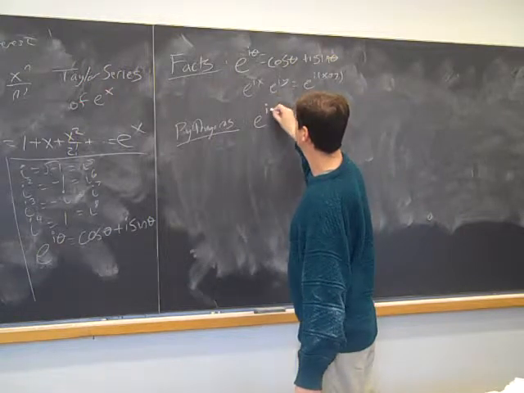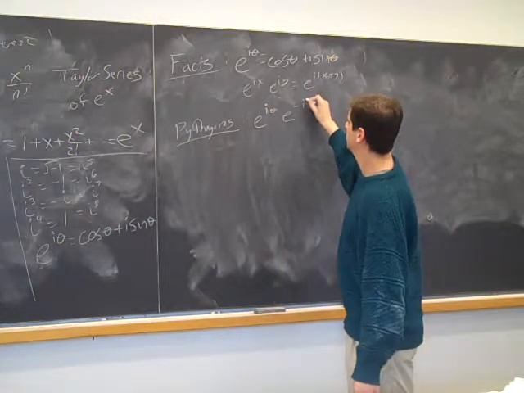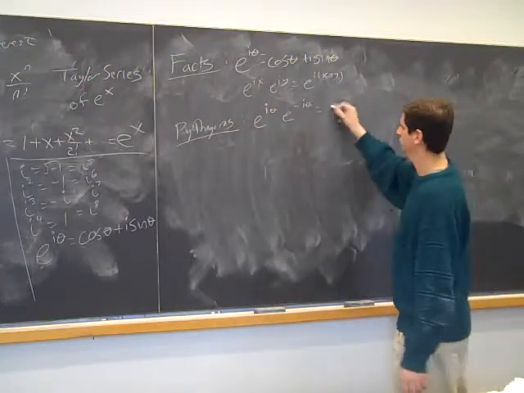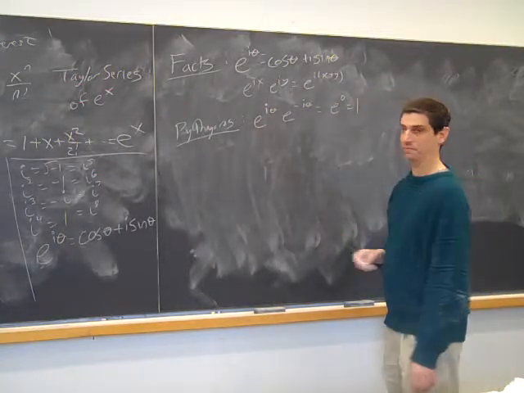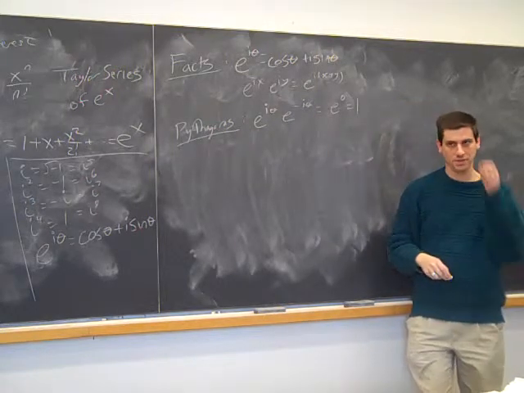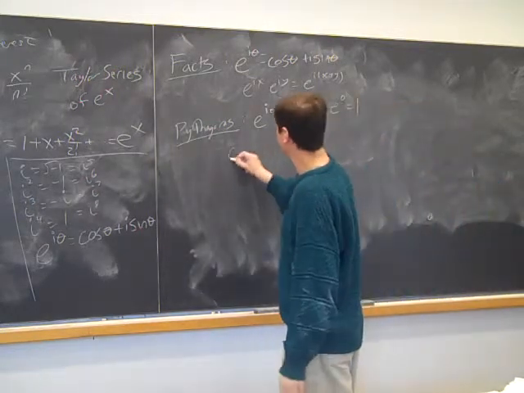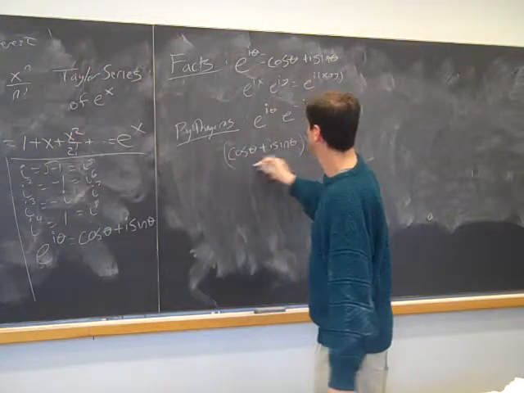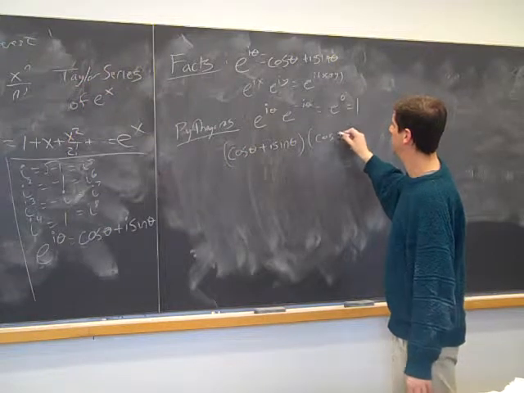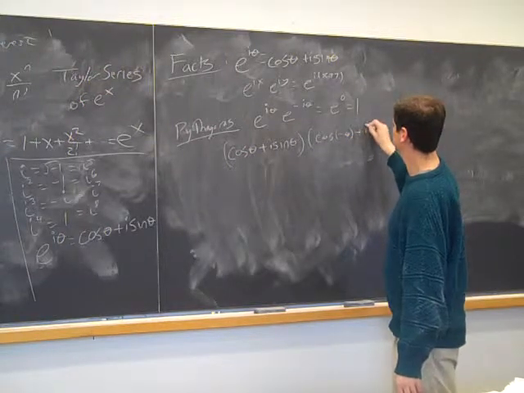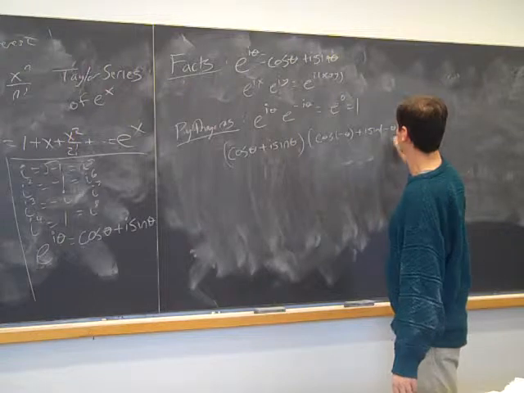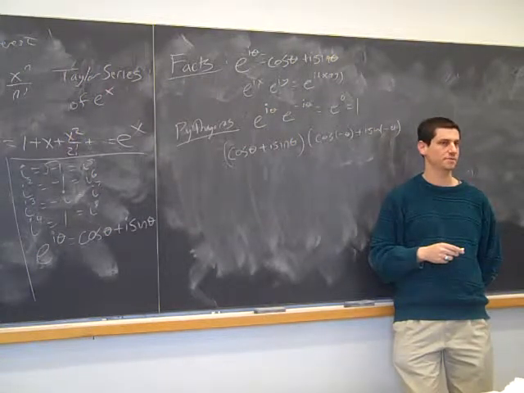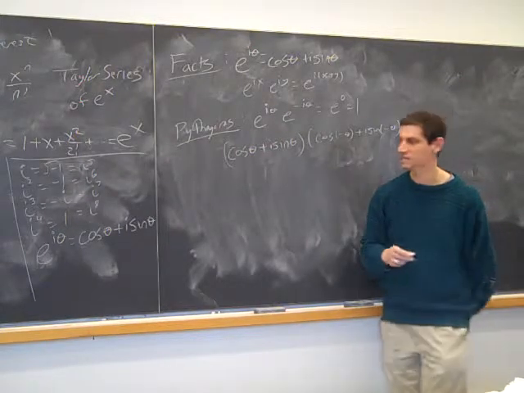e to the i theta times e to the minus i theta. What would that be? That's e to the 0, which is 1. This is going to be cosine theta plus i sine theta, times cosine of minus theta plus i sine of minus theta. The cosine of theta is the same as the cosine of minus theta. The sine of minus theta is minus the sine of theta.